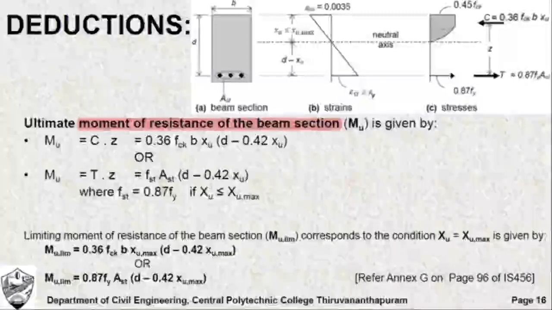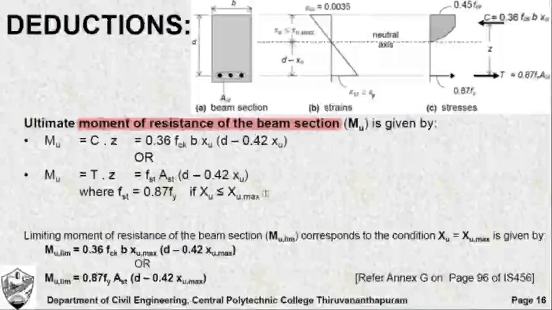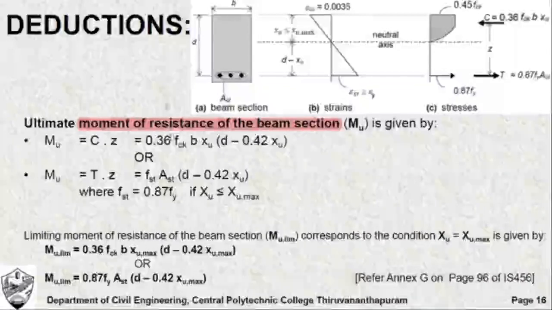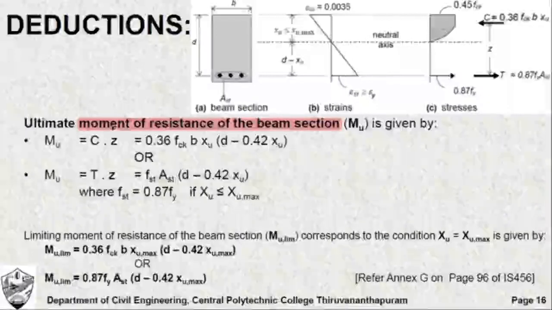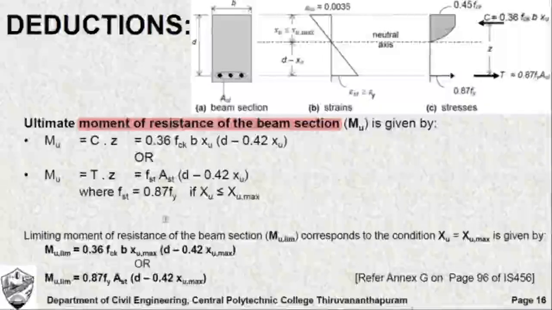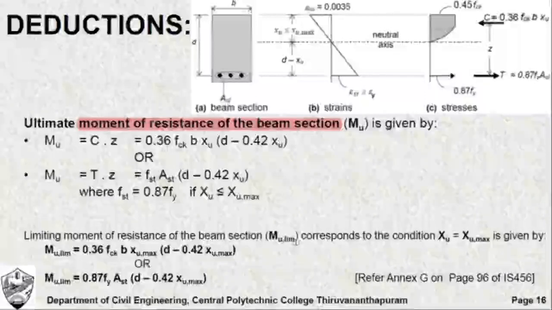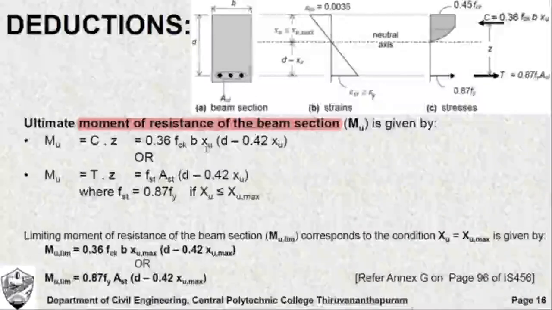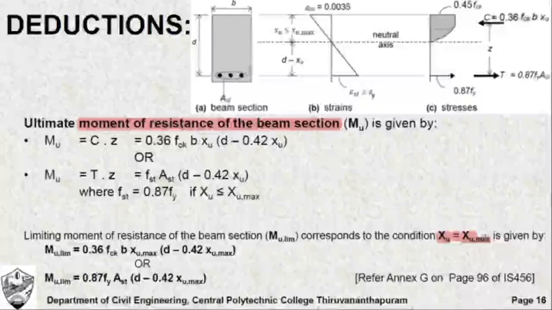Now, for the case of a balanced section, how do you find the moment of resistance? We call such a moment of resistance the limiting moment of resistance, given by Mu limit. The original moment of resistance was represented as Mu. Here in the balanced section we represent it as Mu limit, because we are replacing XU by XU max. So instead of XU, we use XU max for a balanced section to obtain the limiting moment of resistance of a beam.